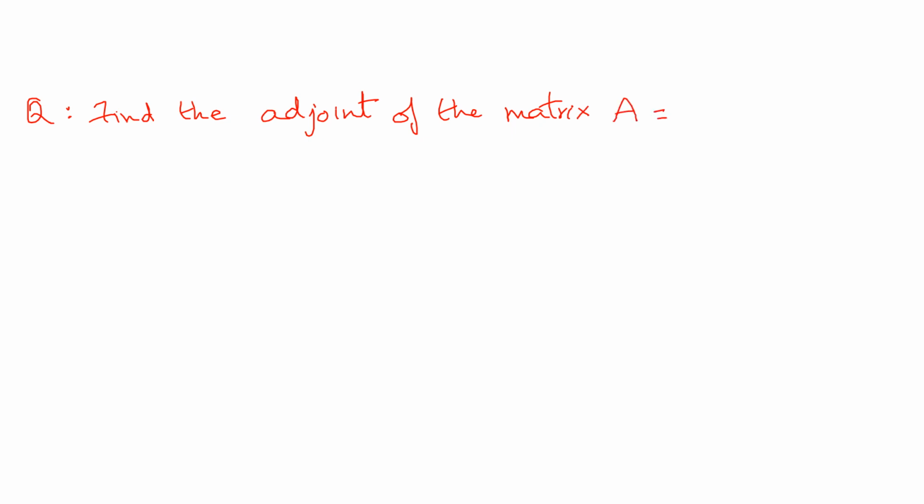A, that is equal to 1 1 1, 1 2 minus 3, 2 minus 1 3. Okay, so this is the given matrix. Okay, now how to solve this? You should always compare this with the standard form.